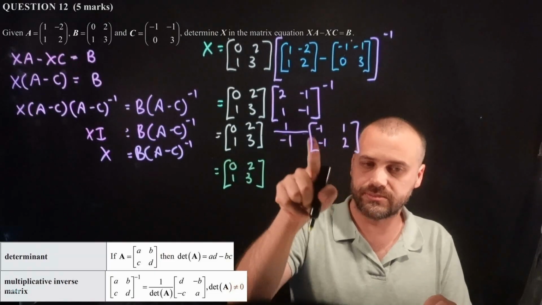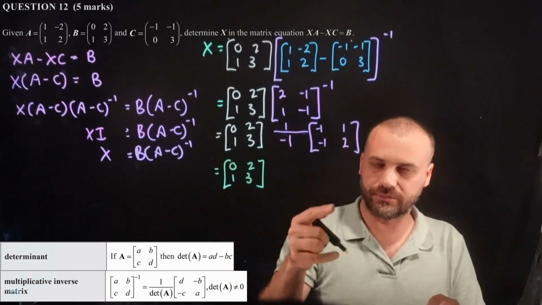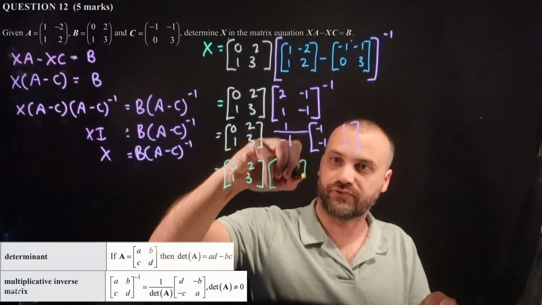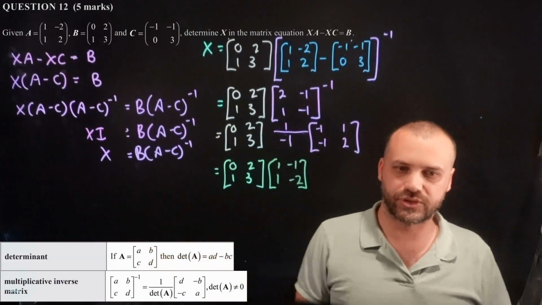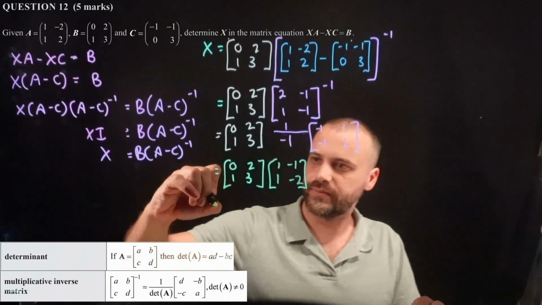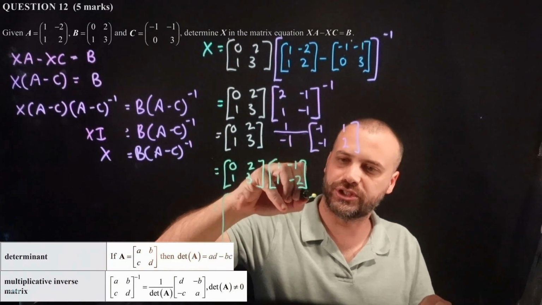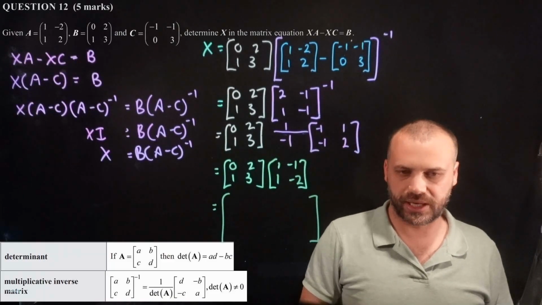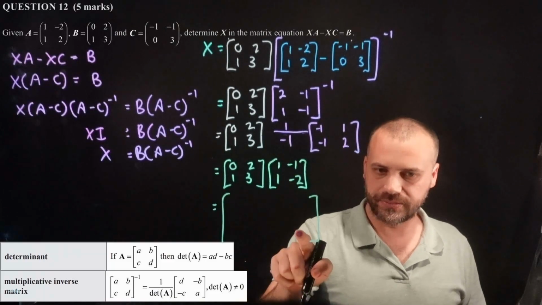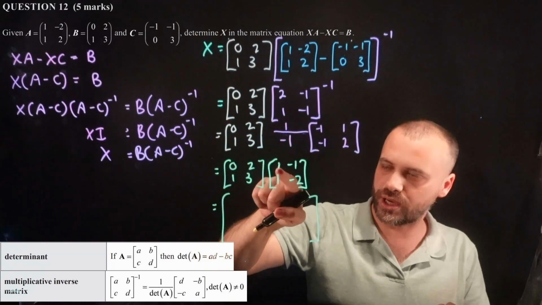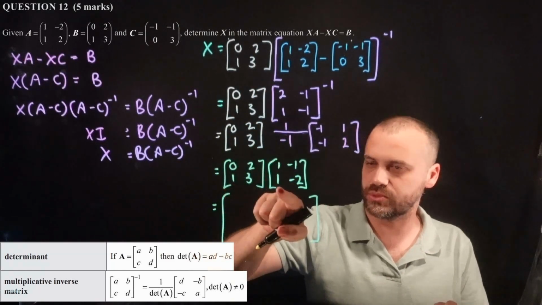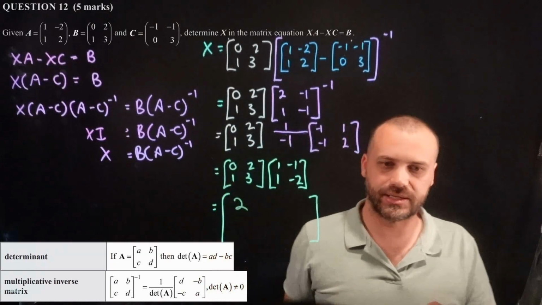So if I take this matrix and multiply each element by negative 1, it just flips all the signs. 1, negative 1, 1, and negative 2. And now I just need to do some matrix multiplication. So we're going to have 4 elements here. It's going to be row 1 times column 1. So 0 times 1 is 0, plus 2 times 1 is 2. So my answer there is 2.